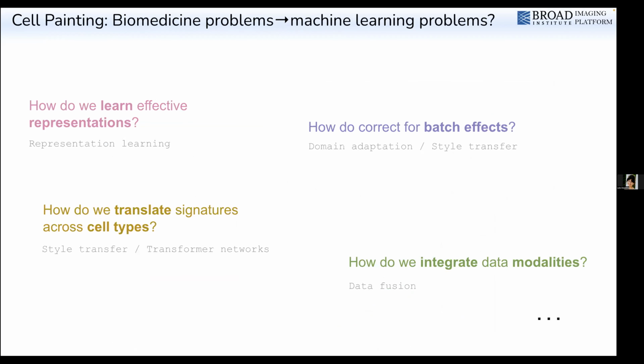We think this data set will be a catalyst for machine learning scientists to collaborate on an incredibly rich set of fundamental problems: learning effective representations from images, figuring out how to correct for batch effects, translating signatures across cell types, integrating data modalities, and many more that I'm sure you can think of.